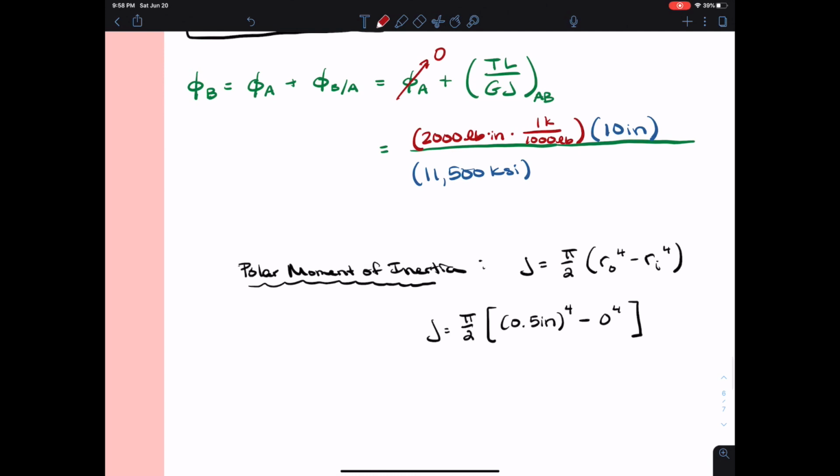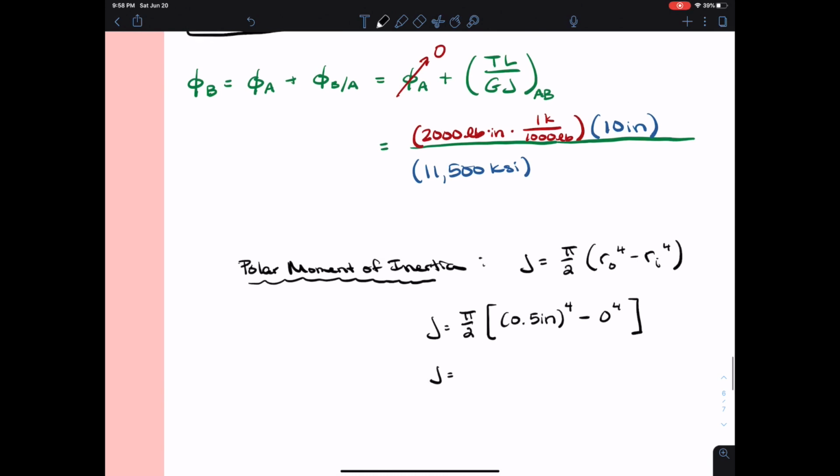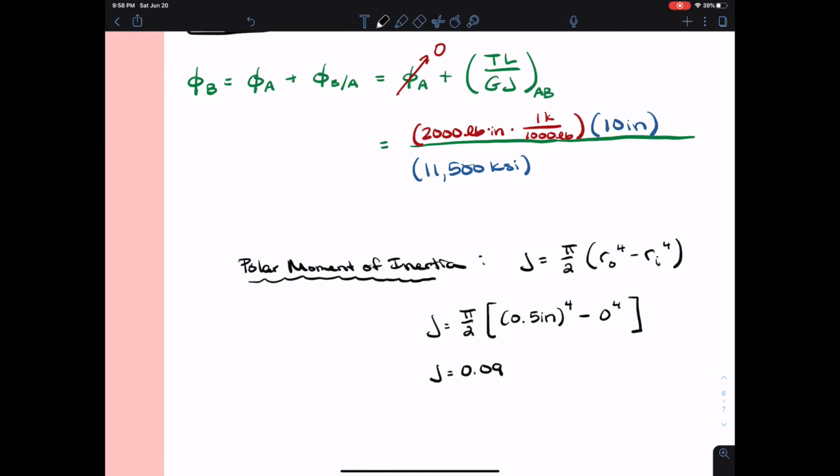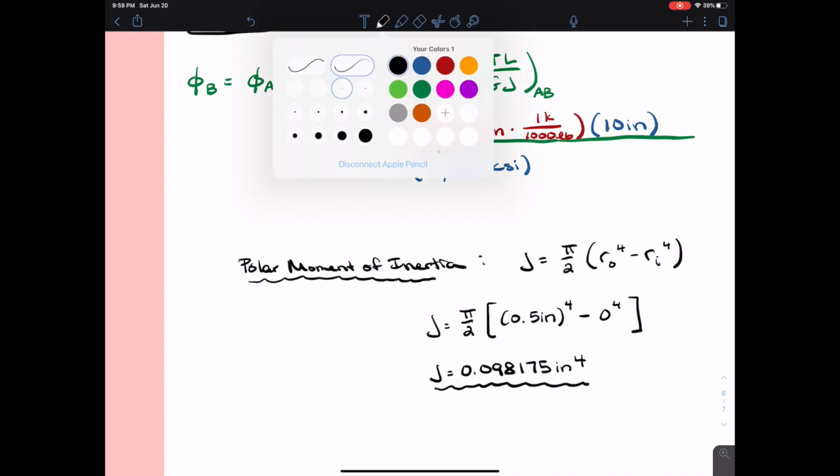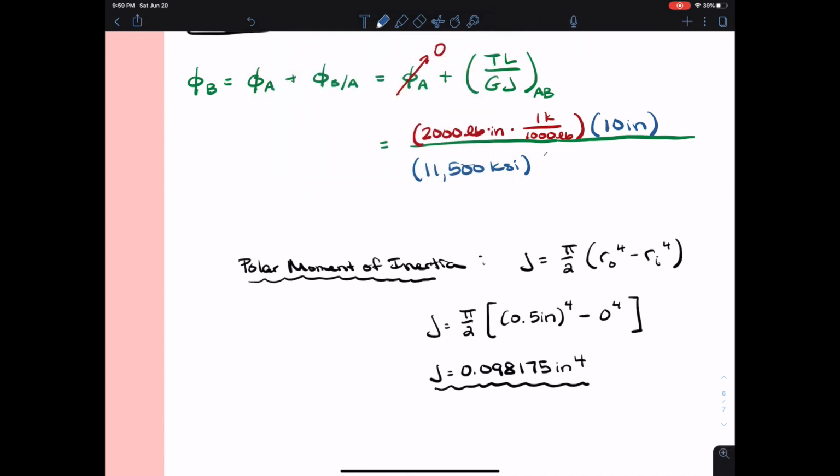All right, so that gives us our formula for J. We can go ahead and punch that into our calculator. We should get that J in this instance is equal to 0.098175 inches to the fourth. Okay, so this is our calculation for the polar moment of inertia.